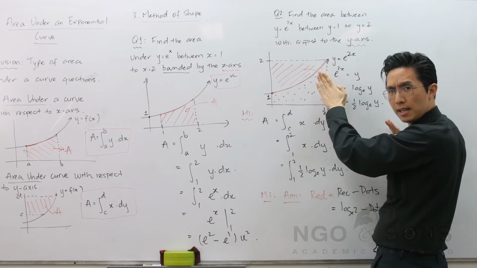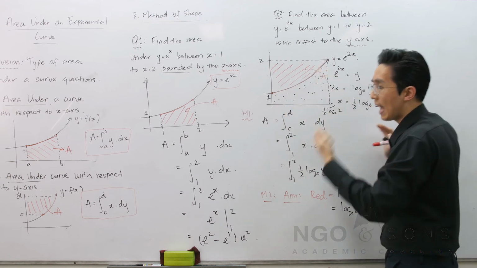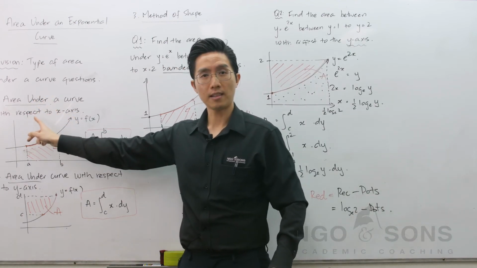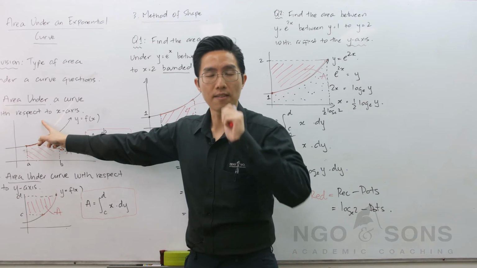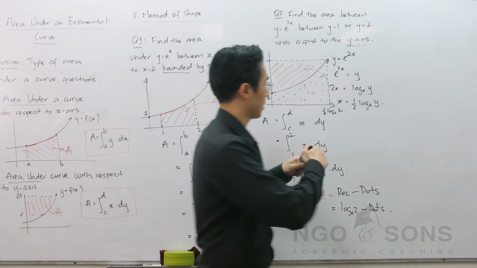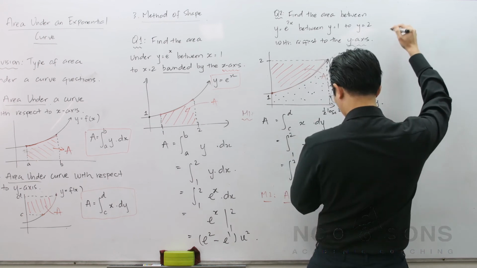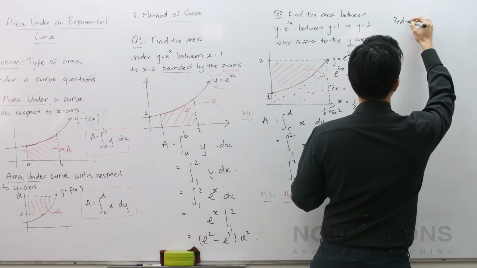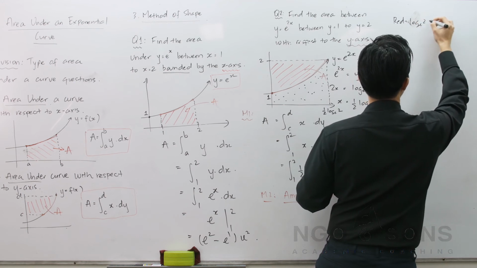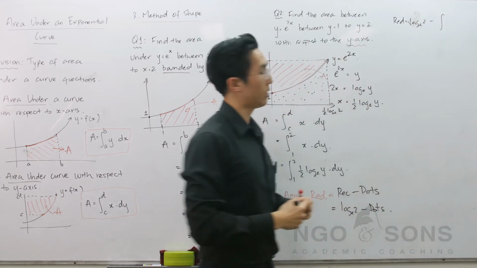Doesn't that sound familiar? Yeah, it does. That is referring to area under a curve with respect to the x-axis. And we have a formula for that. So we can find the area of these dots. So now our red area is equal to log E2 minus. Now to do this, we use integration, right?